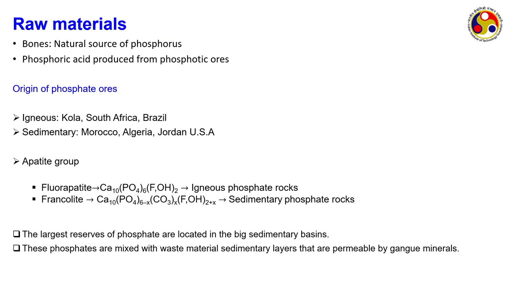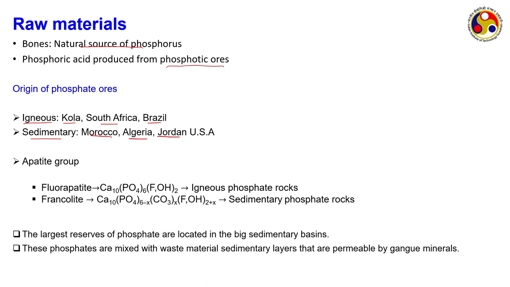What are the raw materials? One is bones, a natural source of phosphorus, or the phosphatic ores. These phosphatic ores mainly form in igneous rocks or sedimentary rocks. Igneous rocks are mined in places like Kola, South Africa and Brazil. In sedimentary rocks, the phosphorus is associated with gangue minerals. Gangue minerals means unwanted material with no commercial use; you just throw it away and get the phosphorus. These sedimentary deposits are found in Morocco, Algeria, Jordan and the USA.